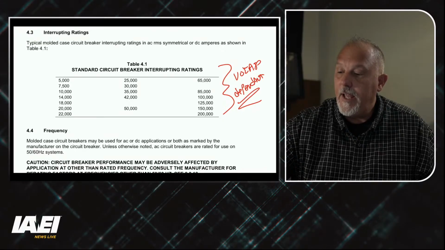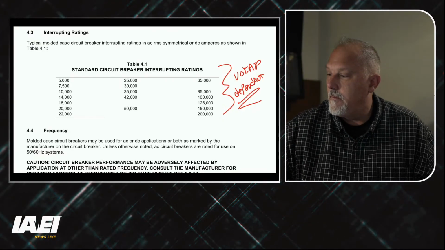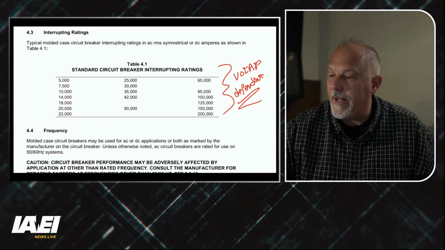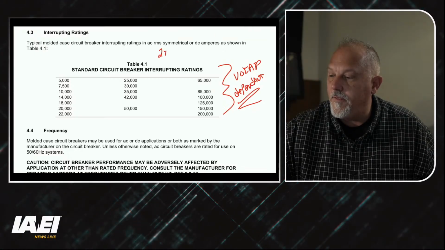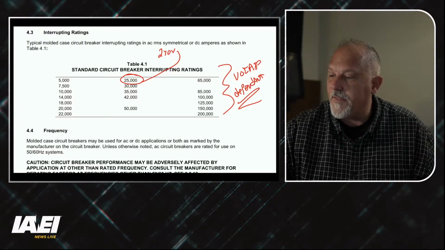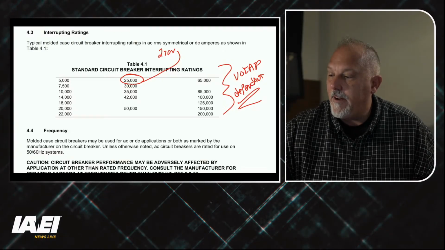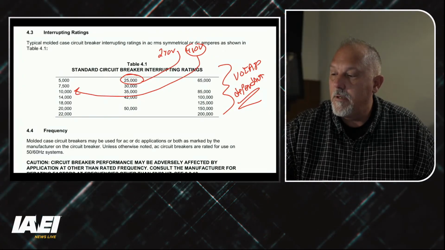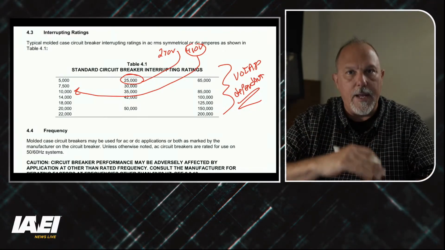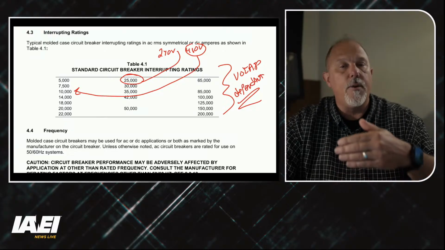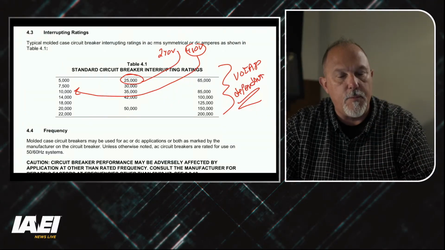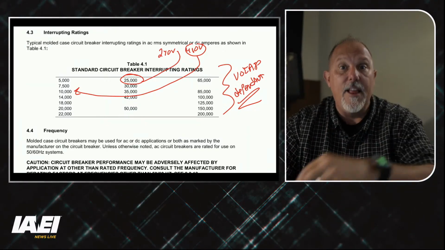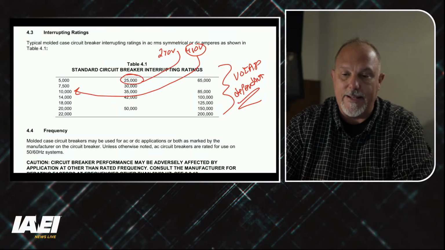I may have a circuit breaker that at, say, 240 volts, I can interrupt 25,000 amps. At 480 volts, I can only interrupt 10,000 amps. Okay? The higher the voltage, the lower the interrupting rating will be. And make sure that when you're looking at the interrupting ratings for a circuit breaker, you pick one that will be applied at whatever voltage it will be applied at, so that you have that interrupting rating not exceeded.